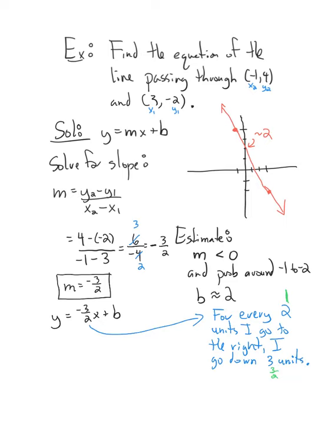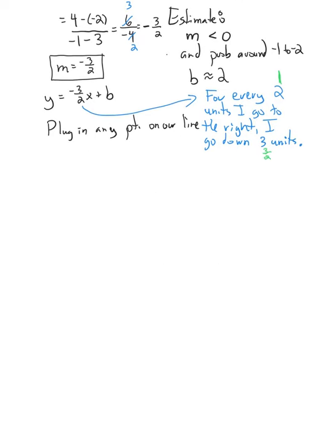All right, so we have this equation y equals negative 3/2 x plus b. We just need to find b. But we can just plug in any point on our line. So let's go ahead and do it. Why not?